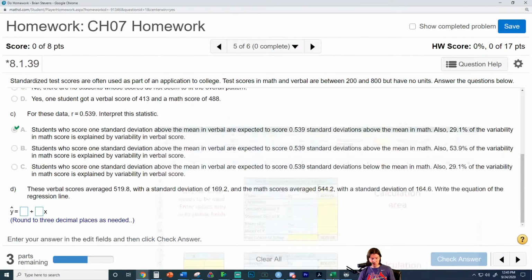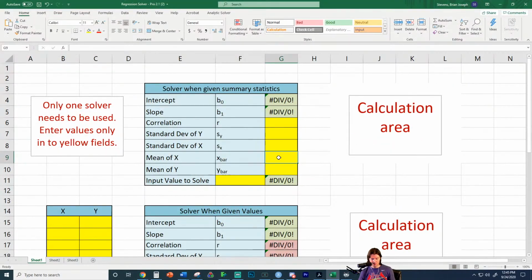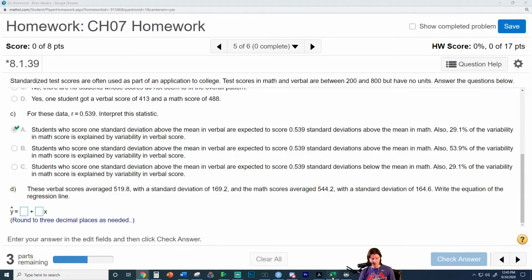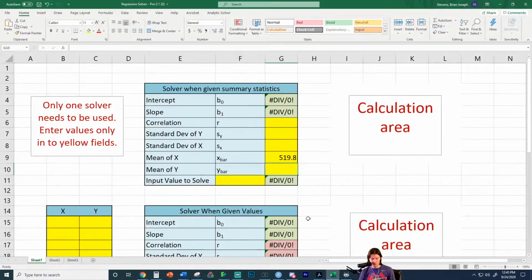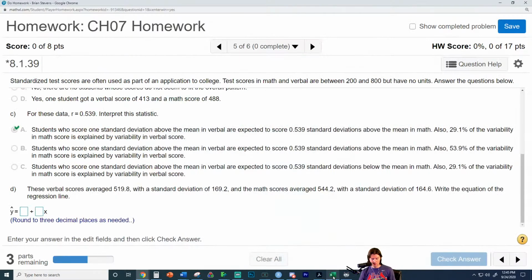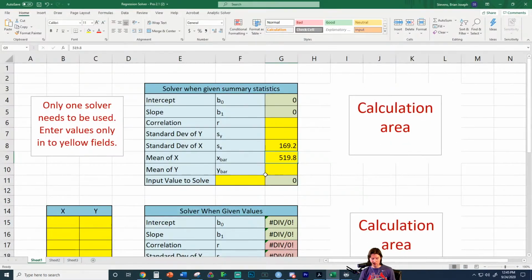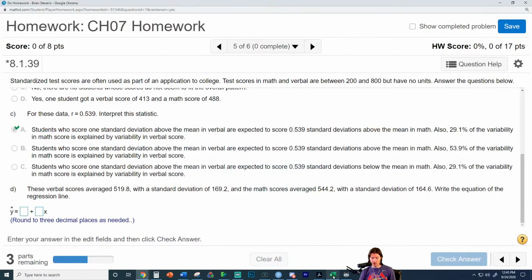The mean of verbal, which is X, is 519.8. Don't make an error. And then the standard deviation of verbal, 169.2. And then the math score had an average of 544.2. That was the Y variable. And has a standard deviation of 164.6.